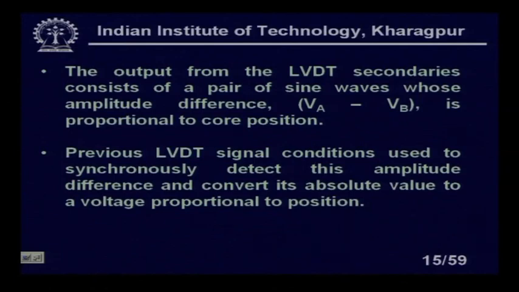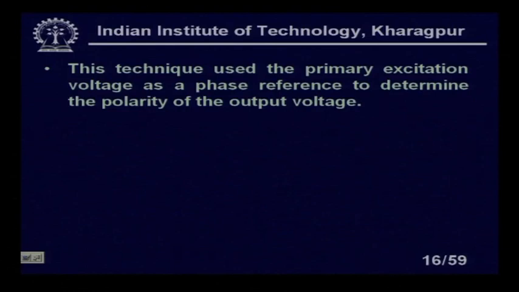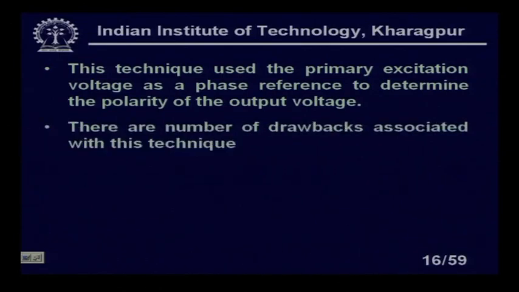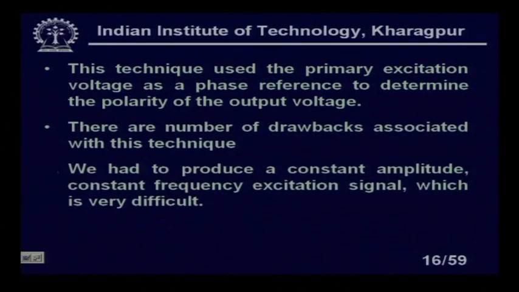rather used to synchronously detect this amplitude difference and convert the absolute value to a voltage proportional to position. This technique uses the primary excitation voltage as a phase reference to determine the polarity of the output voltage. There are a number of drawbacks associated with this technique. We had to produce a constant amplitude, constant frequency excitation signal, which is very difficult.